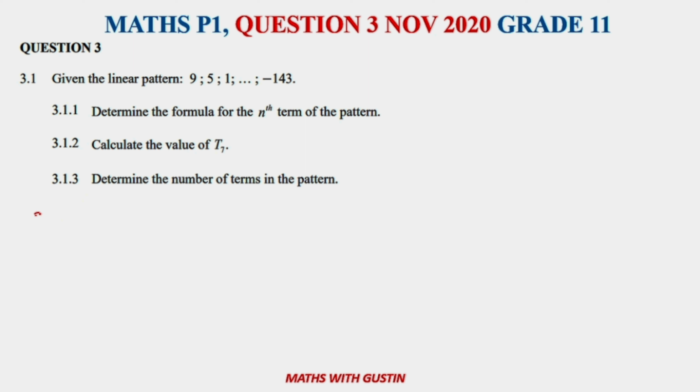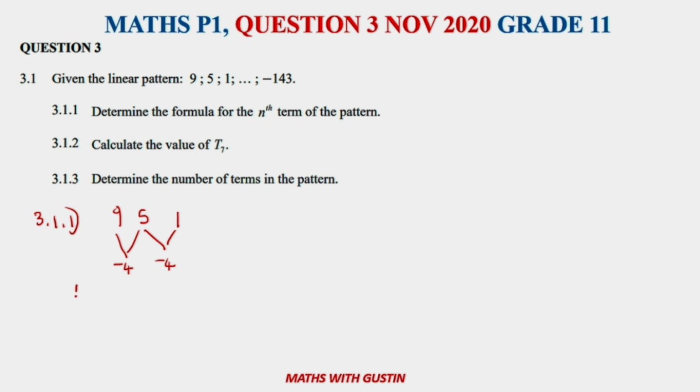Now let's have a look at 3.1. The first question there is 3.1.1. It says they are given this linear pattern. Determine the formula for the nth term of the pattern. Right, okay, so now we are going to come here and say 9, 5, 1. So 5 minus 9 is going to give us minus 4. 1 minus 5 is going to give us minus 4.